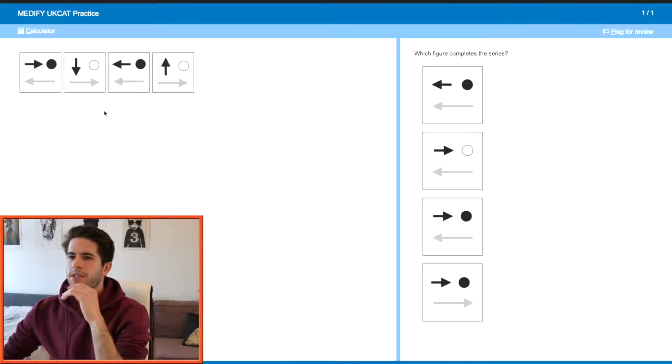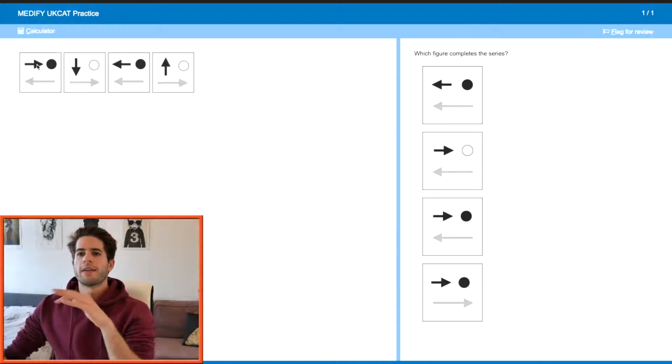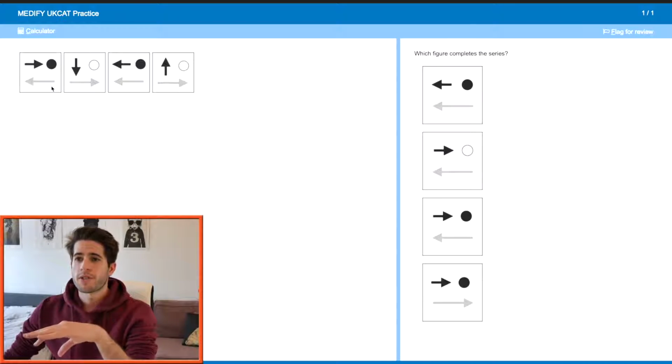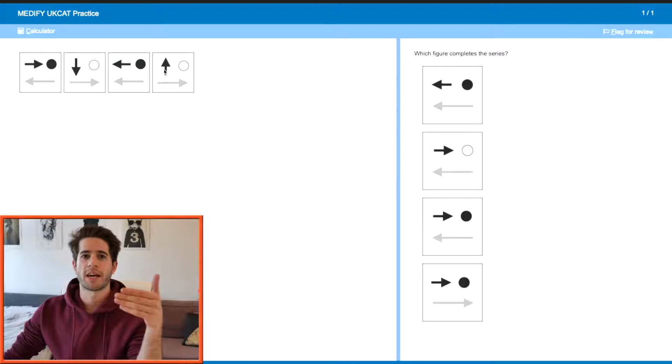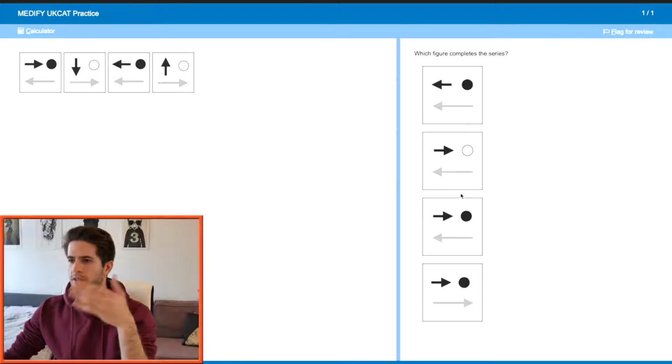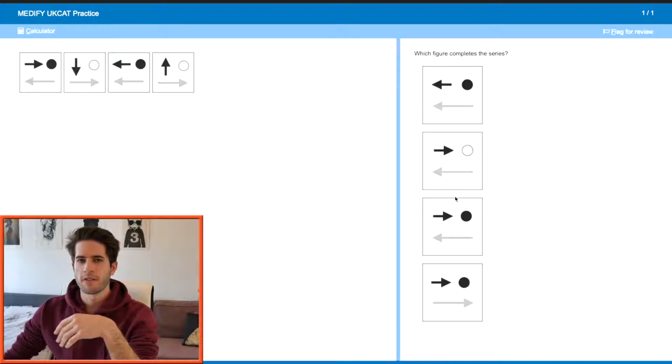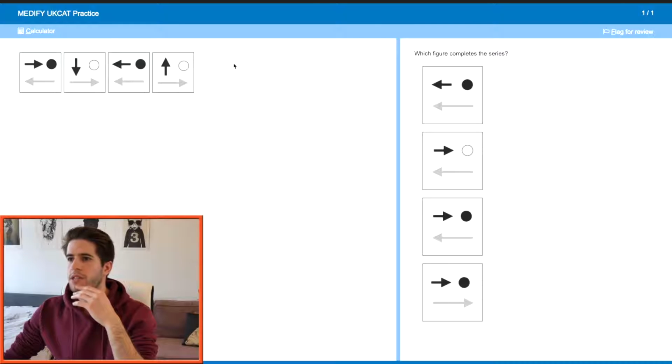Which figure completes the series? So again, in each of these boxes, we have three shapes. Let's just focus on one shape at a time. Let's focus on this arrow. It goes from facing right to down to left to up. So now we know it's going to have to face right. Let's see which of these faces right. Nope. Yes, yes, yes. So we know that it's either B, C, or D. Now let's look at this white circle. It goes from black to white to black to white. So let's look here. We know it needs to be black.